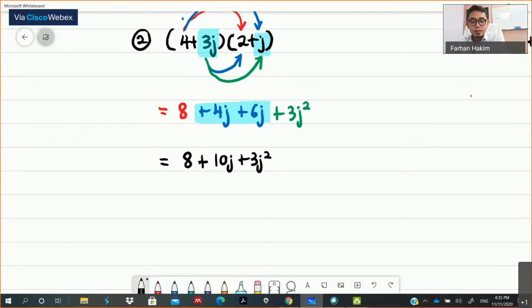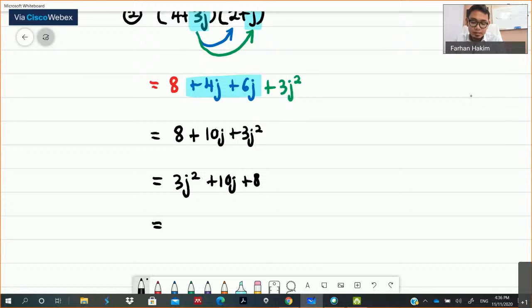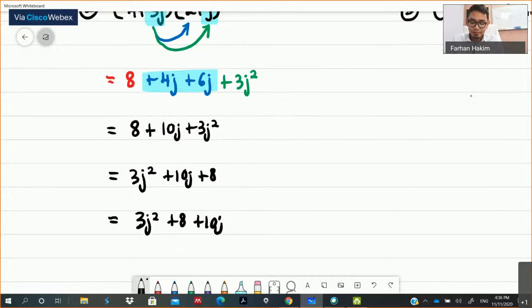So some students may ask, sir, I don't like to write that 3j square at the back there. I would like to put 3j square in front. Yes, you can. You can rearrange this. So you can write 3j square plus 10j plus 8. Or it can be written as 3j square plus 8 plus 10j. Simple.